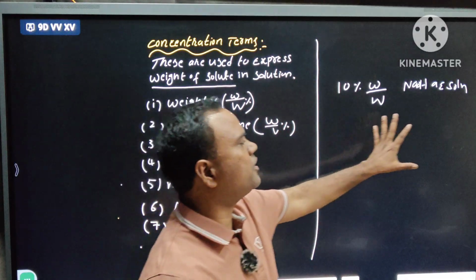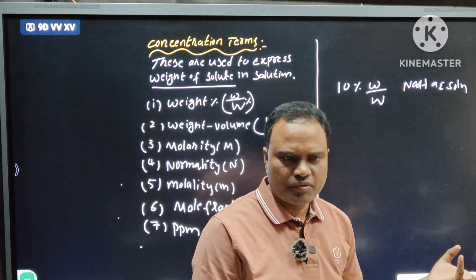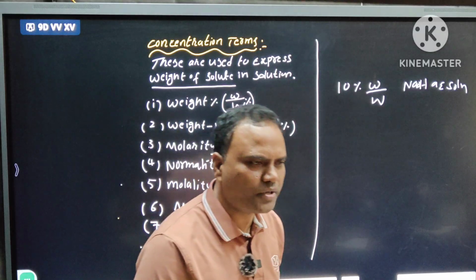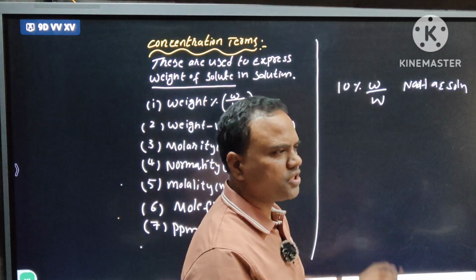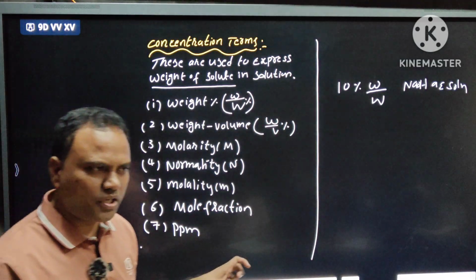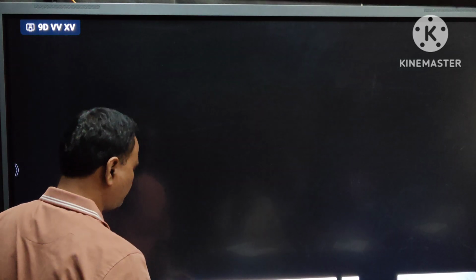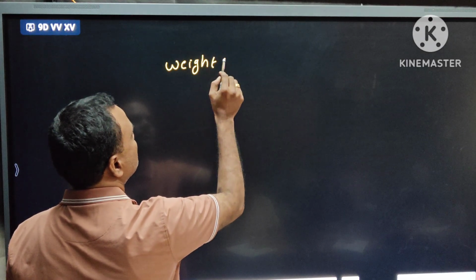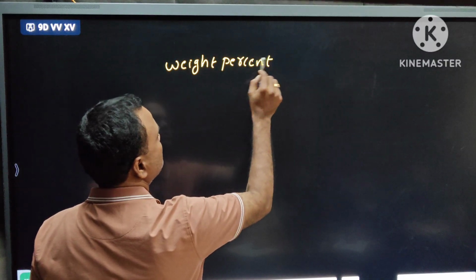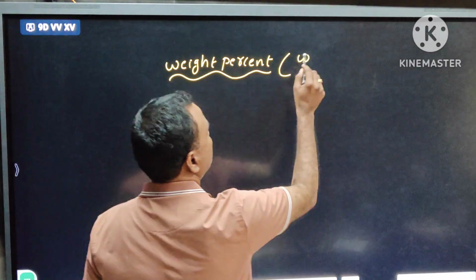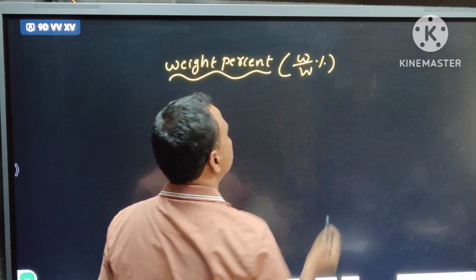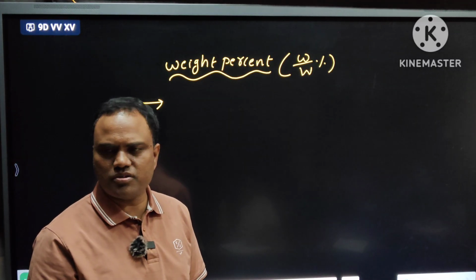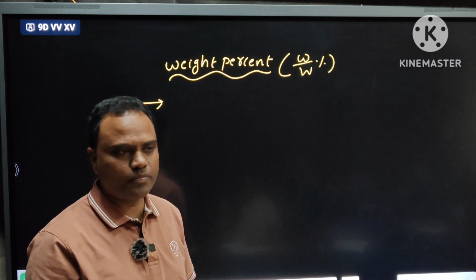Weight by weight. 10% W by W NaOH solution means this; if you know it, you can do the numerical, because sometimes you won't get the complete data. You will get notations like this. That's why I started. Very important fundamentals. Weight percent, small w by capital W. Numericals related to solutions, especially the first part of the solution, depend on weight percent.